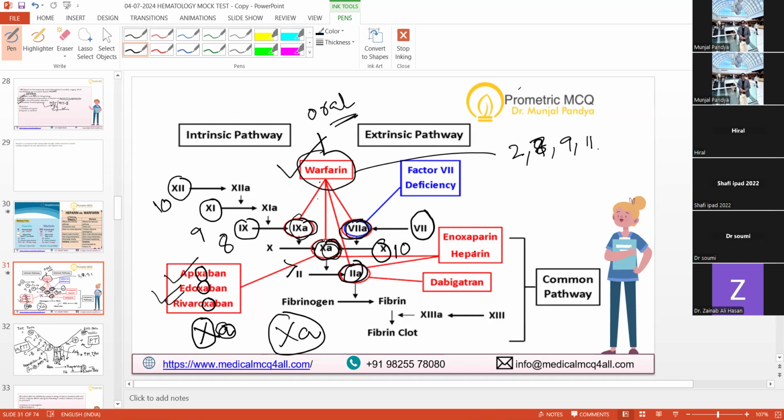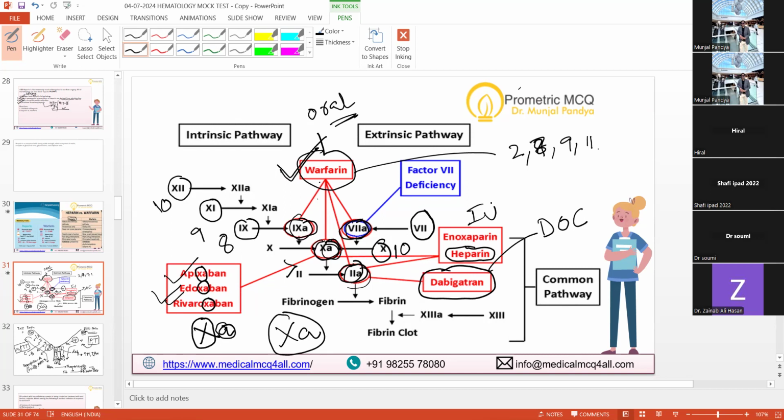Now coming to heparin. Heparin is an anticoagulant that acts through antithrombin 3. It acts on 10A as well as 2A; it inhibits both. Dabigatran is a newer direct oral anticoagulant that came on the market, and it also acts on the 2A activity in the common pathway. So these are the common ones: one is an oral anticoagulant, one is an IV anticoagulant.